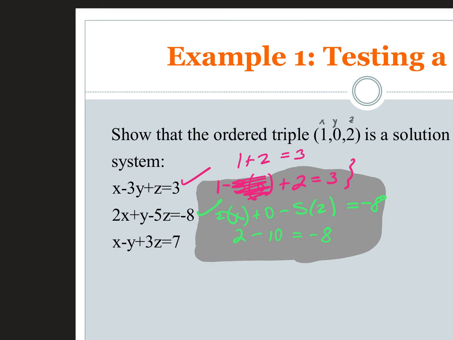Let's do this one. I have 1 minus 0 plus 3 times 2. Does that equal 7? Bad color choice. What's 1 minus 0? 1 plus 6. Does that equal 7? Yep. So doing all of that took us 28 seconds. We just proved that this is a solution for this set of equations. So if they ask you to do something like that, this is what they're asking you to actually do.